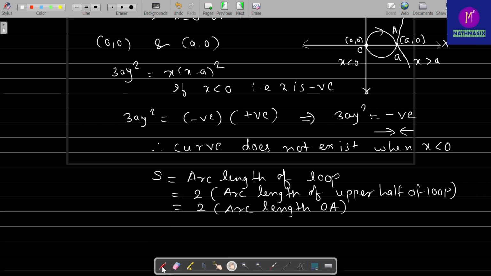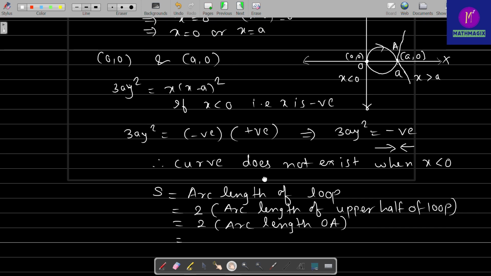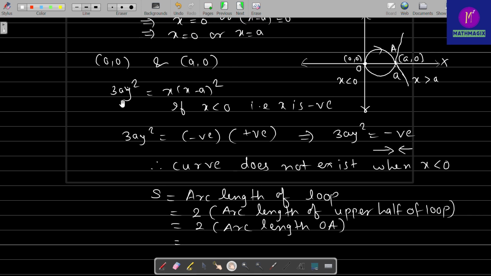Now let us apply the formula to find the arc length. Before that, let us see what the given equation is. The given equation is 3ay² = x(x − a)². In this equation it is easy to write the equation as a function of x, or we can say that it is easy to take the derivative of y with respect to x.